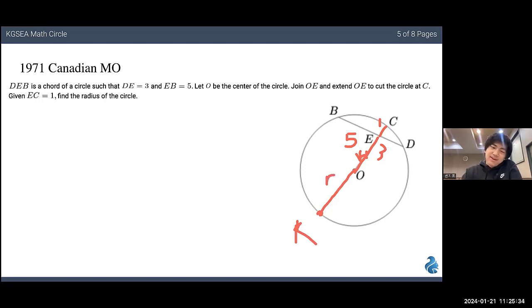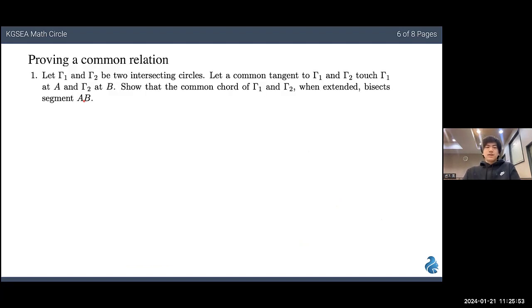And hence, we have the equality 1 times 1 plus 2R, or EC times EK, is going to be the same as BE times ED, or 5 times 3 equals 15. And now we can just solve for R and find the radius of the circle. Now the next one is a little bit harder, but nonetheless pretty doable. So take a gander.